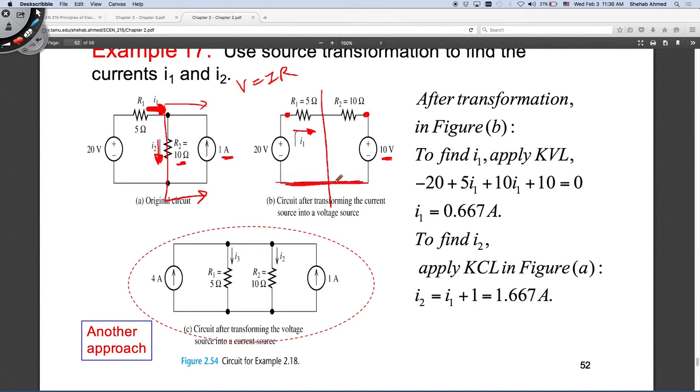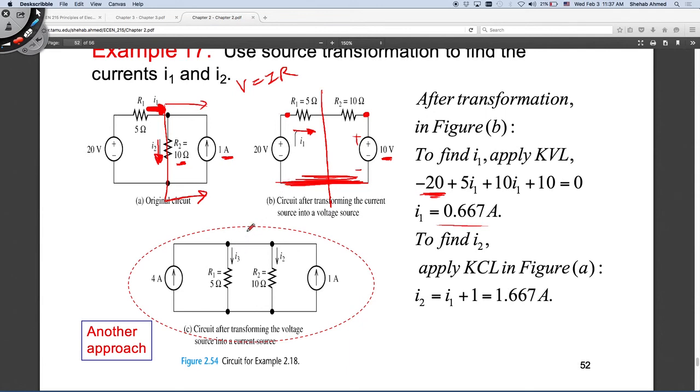So starting from this node, I go minus then plus. So it's minus 20 volts, plus 5 times the current, plus 10 times the current, I1, plus 10, equals 0. I'm seeing the positive sign first. So I solve for I1 in this case, right? So I easily was able to solve for I1.